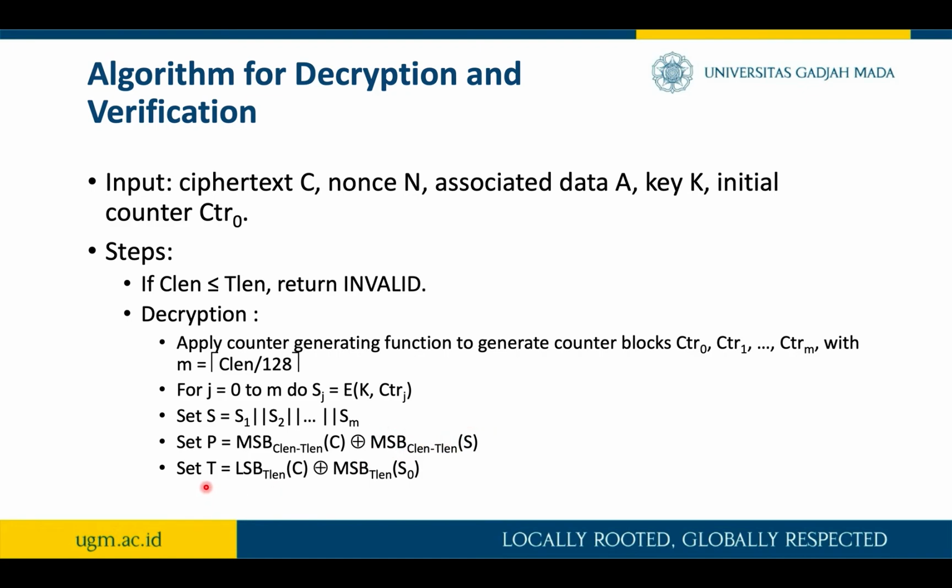While the tag, the message authentication code here, is obtained by sorting the key stream for counter number 0, which is S0, with the encrypted message authentication code. This one. Okay, so we will get P and T as the output of this process.